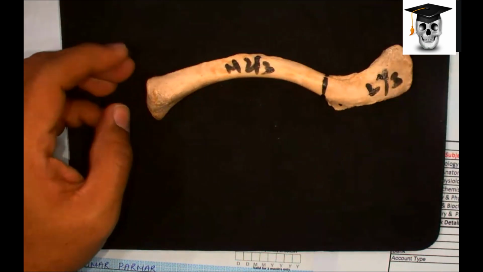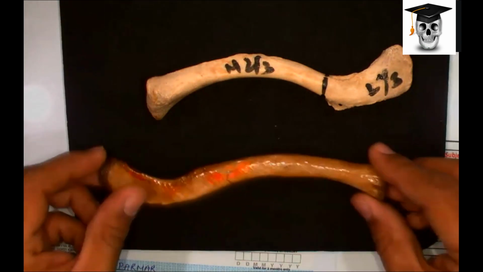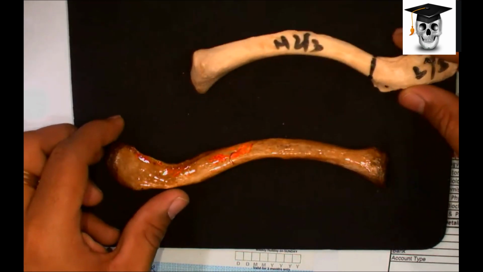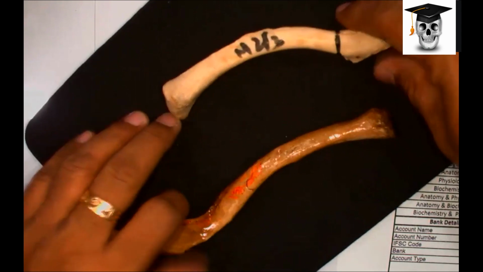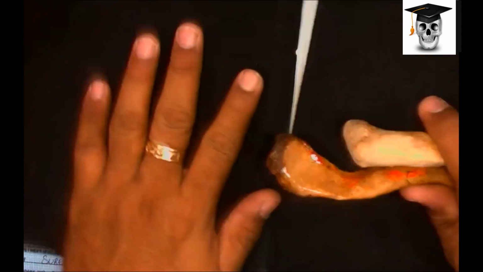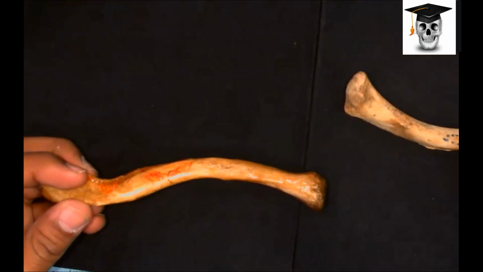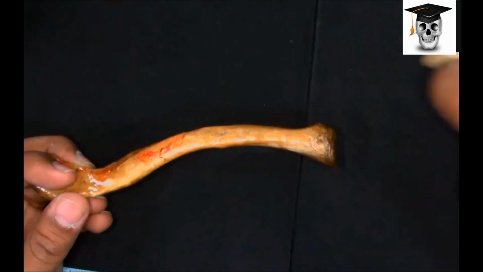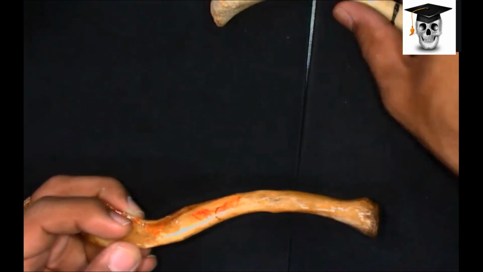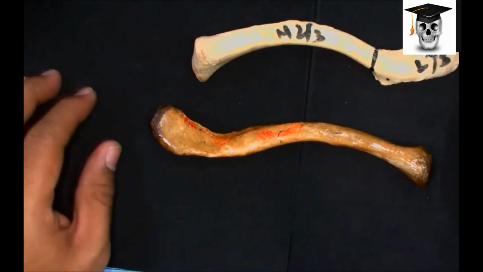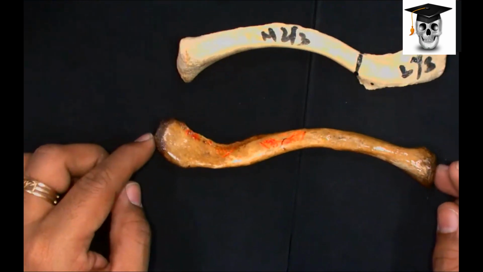I have another bone also, which is the left side. This one is the right side bone. This is your right side, and this is your left side. The white bone is right, and this is the left side.